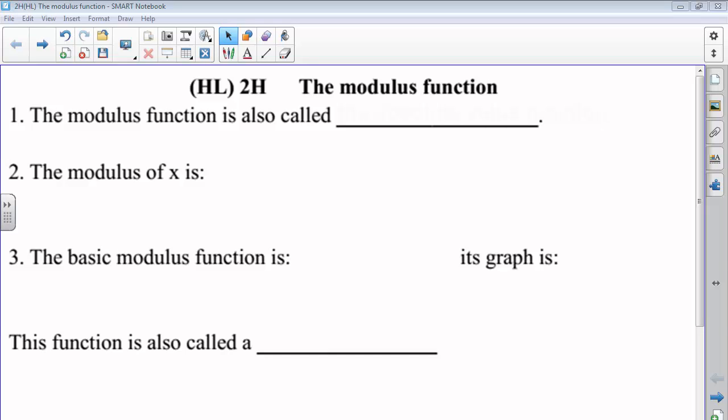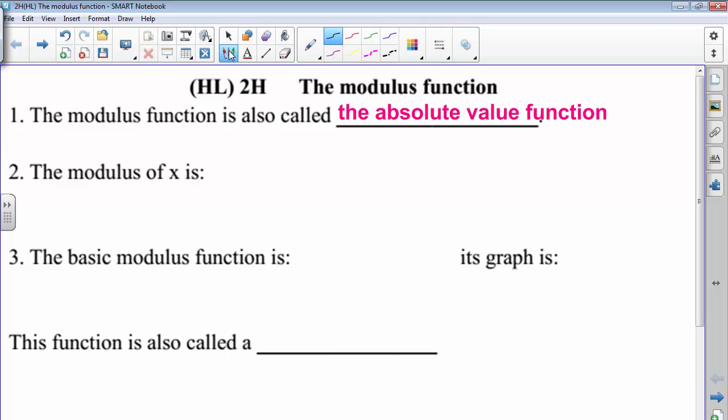Hello, IB11s. The topic today is 2H, the modulus function. What is a modulus? The modulus is another word for the absolute value. So the modulus function is also called the absolute value function.